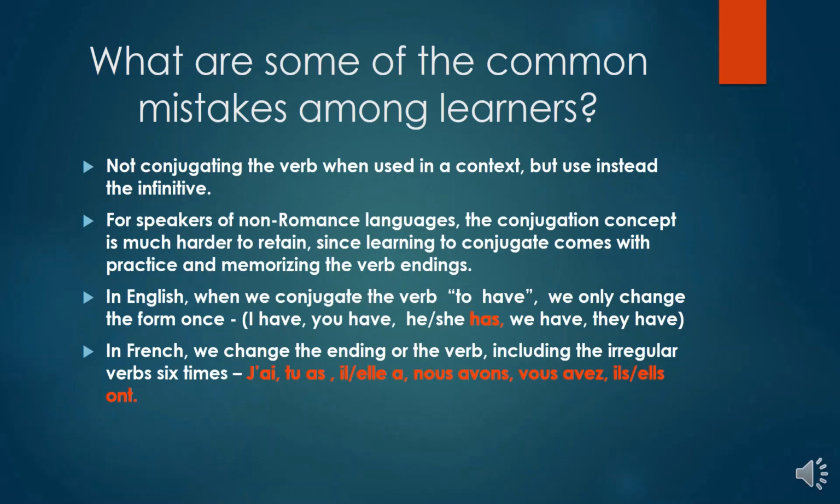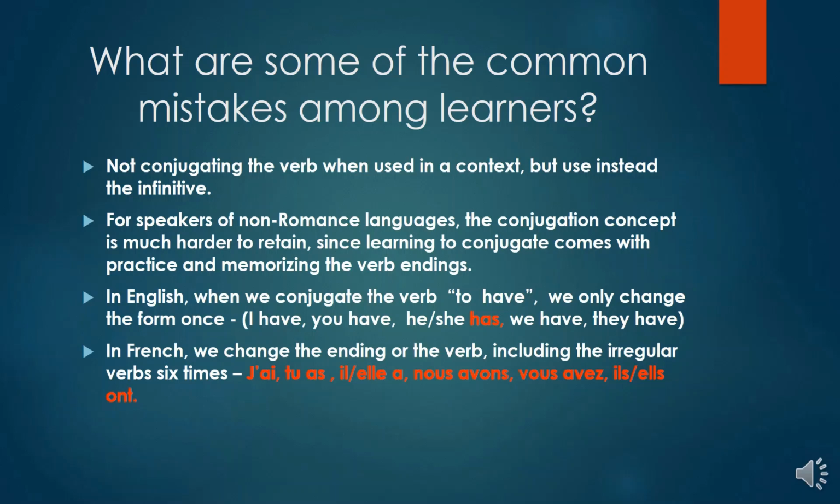In English, when we conjugate the verb to have, we only change the form once. I have, you have, he, she has, we have, they have. As you see, the verb highlighted in red is the only time we change the form of the verb to have. And that's the third person of singular.